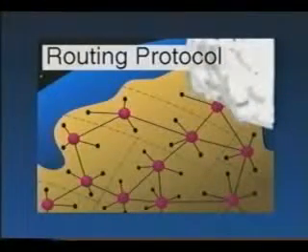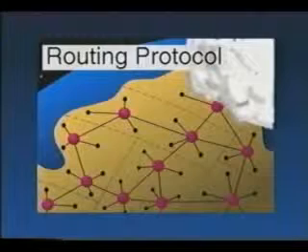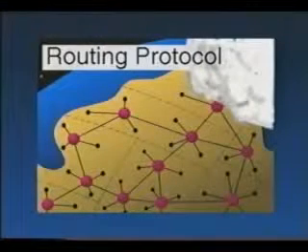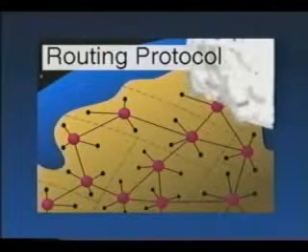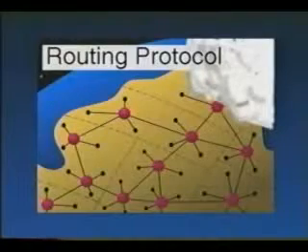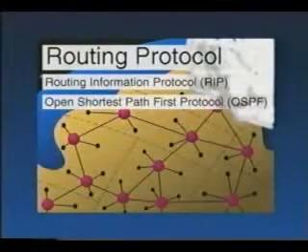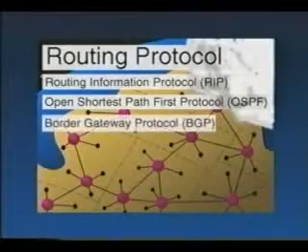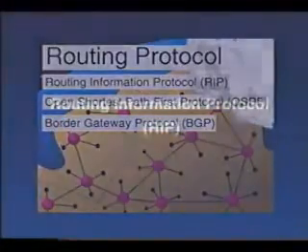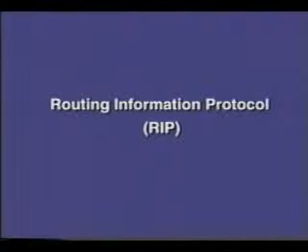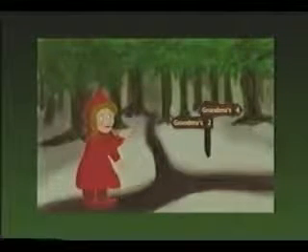Many routing protocols are being used in networks to propagate reachability information about all of the destinations in the Internet. Three types of protocols used on the Internet include the Routing Information Protocol, the Open Shortest Path First Protocol, and the Border Gateway Protocol. The Routing Information Protocol, or RIP, is a distance vector protocol.